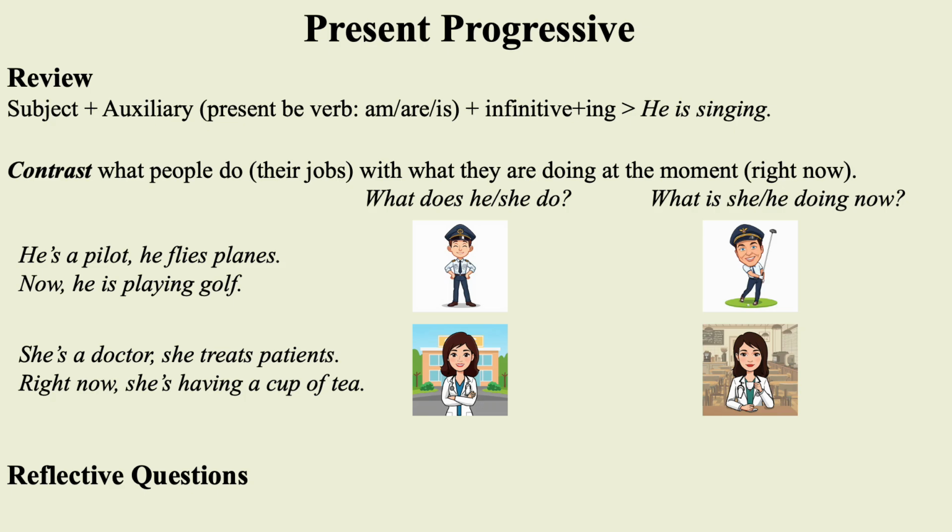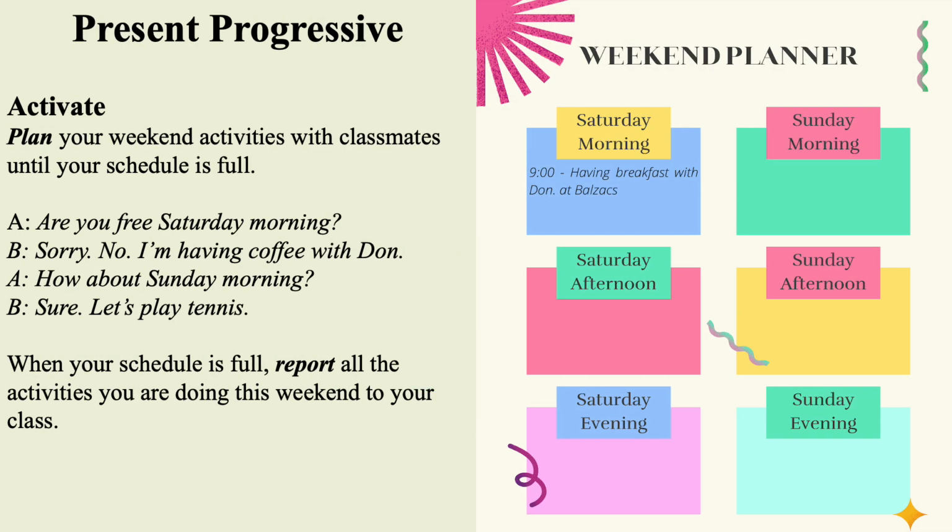He's a pilot. He flies planes. Now he's playing golf. This activity works the present progressive in the near future. As schedules fill up, there's a lot of target language use as learners explain why they are busy at certain times. I'm playing tennis, I'm going for a walk, etc.